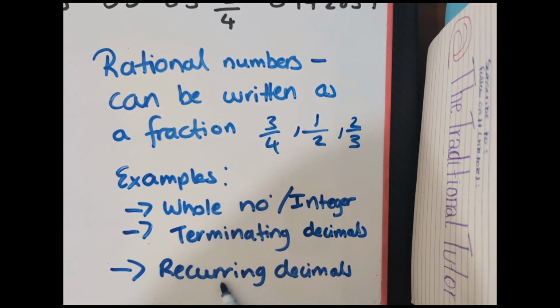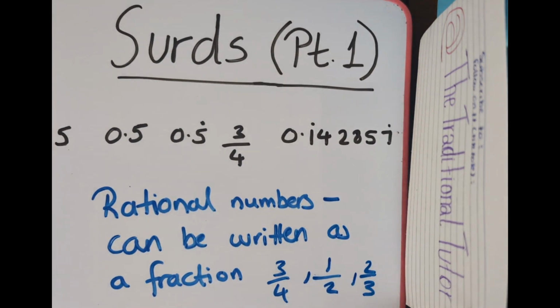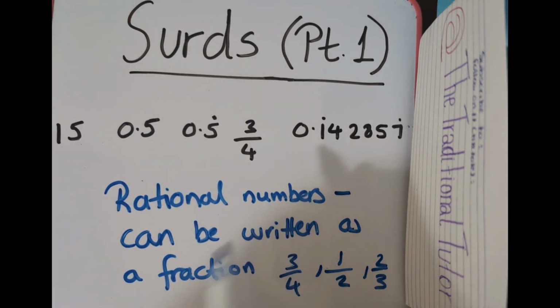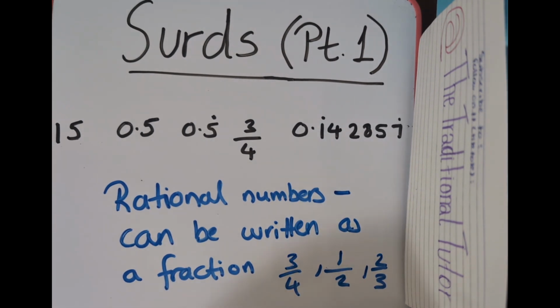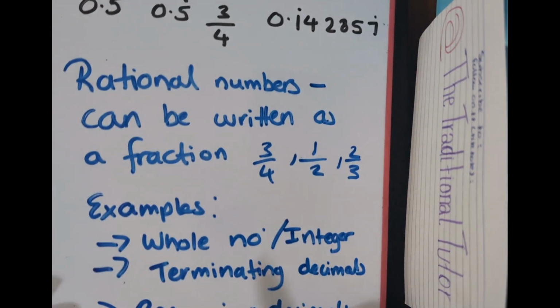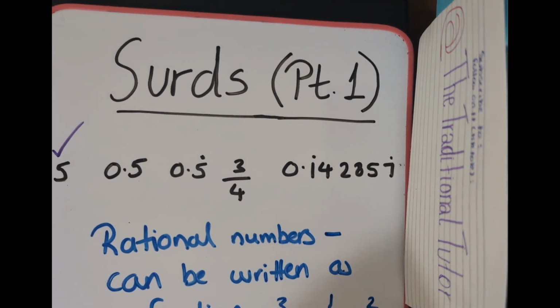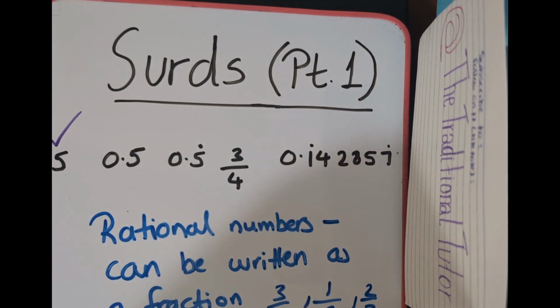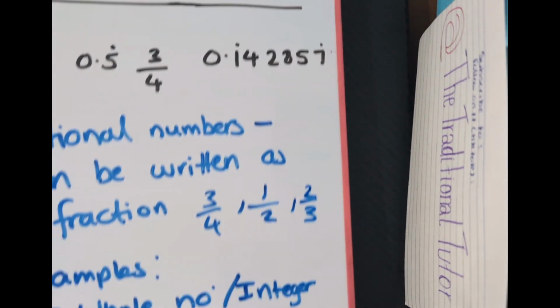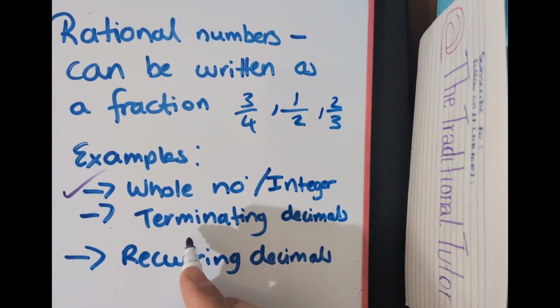Now, all of these 3 types can be written as a fraction, okay? So I'm going to just go back to my list at the top of numbers and go through why each of these ticks the box for rational numbers, okay? So let's start off with number 15 first. Now, number 15 is a rational number because if we go back to our definition, it is a whole number, okay? So hence it is a rational number. And then if we look back at 0.5, well, that is a decimal, but what type of a decimal is it? If we look back at our examples, well, it is a terminating decimal, okay?